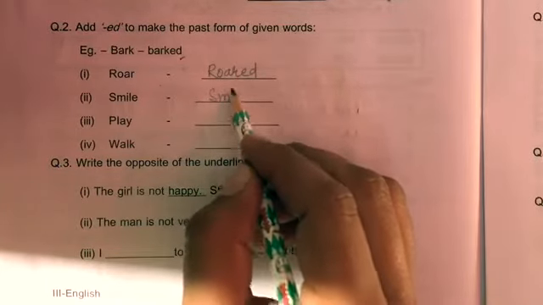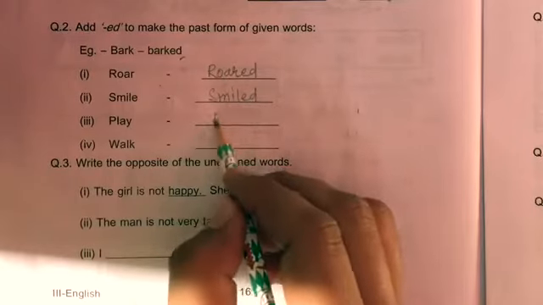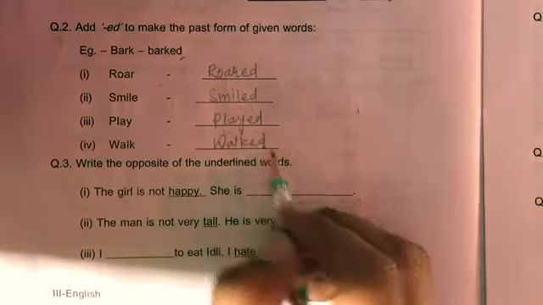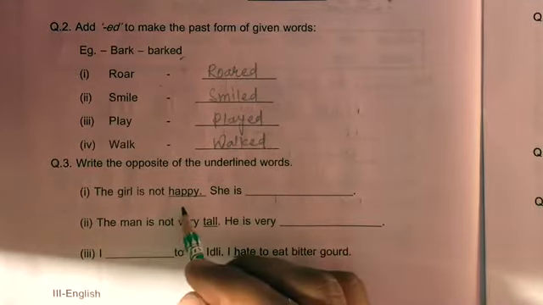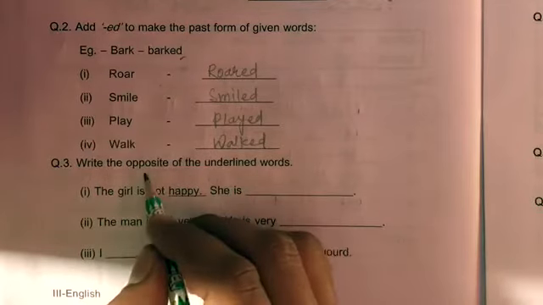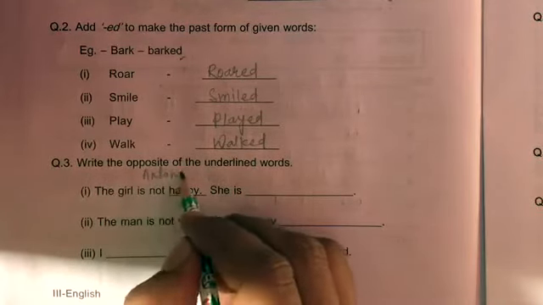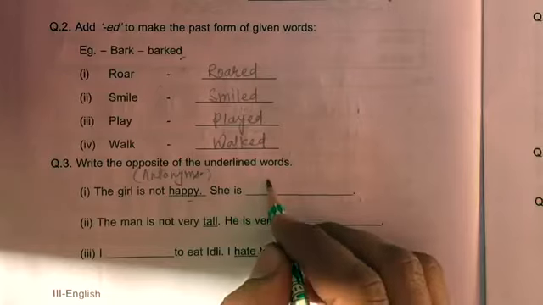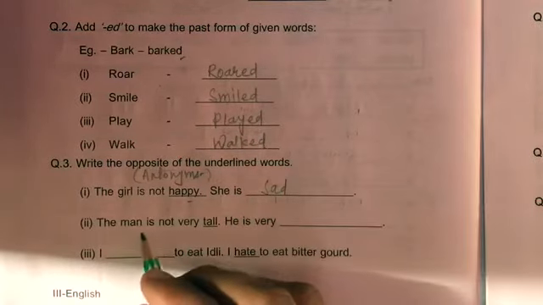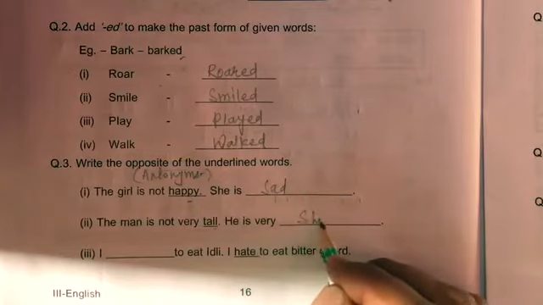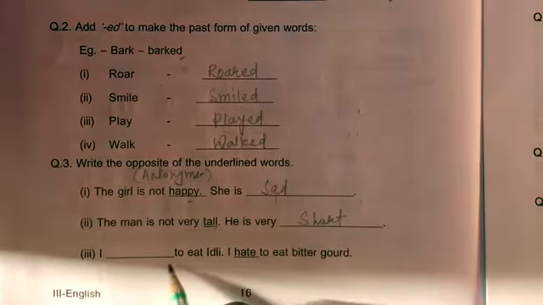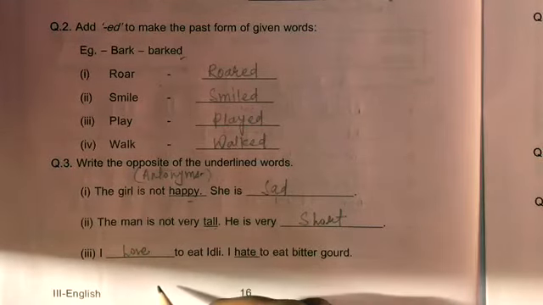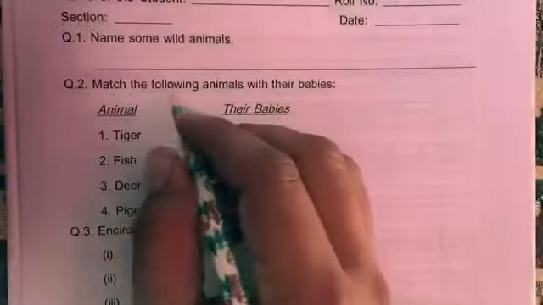Karela. Once more you can see here, roared, smiled, played, walked, and opposites: happy, sad. The man is not very tall, he is very short. I love to eat idli, I hate to eat bitter gourd.